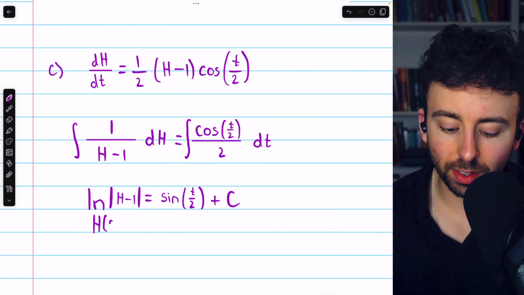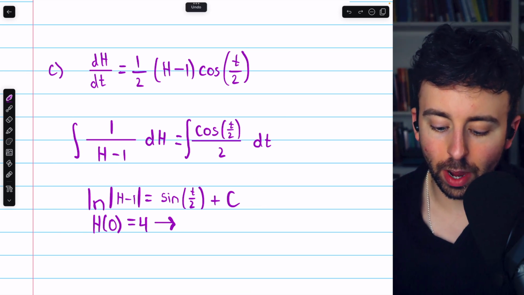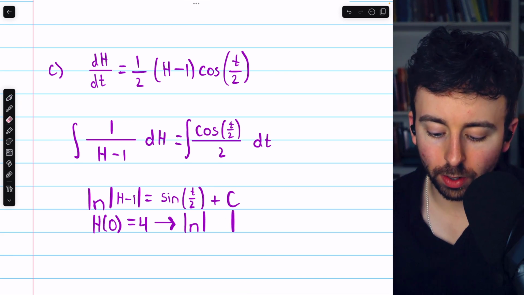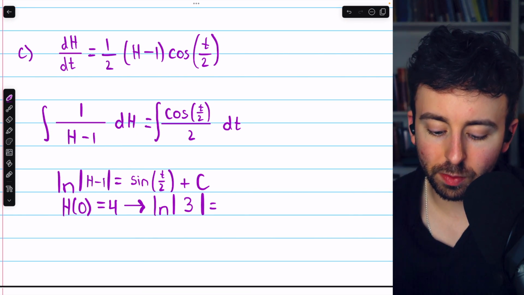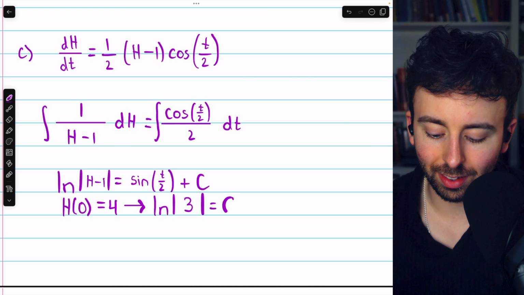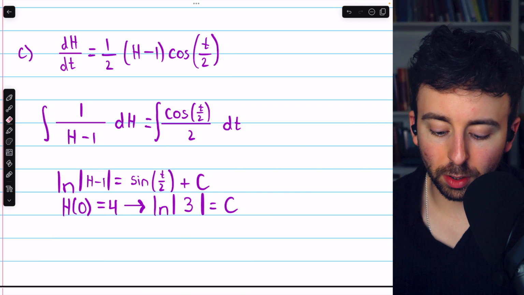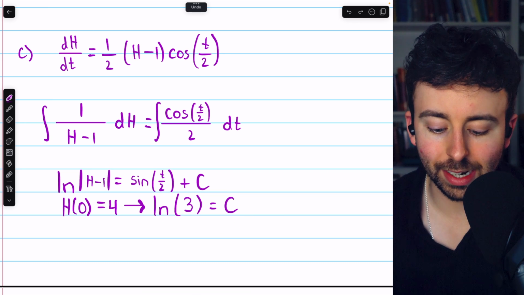That initial condition was that h of 0 is equal to 4. So plugging that information into this equation, we have the natural log of h is 4. So this is the natural log of 4 minus 1, or simply the natural log of 3. And this is equal to sine of t over 2, but we're plugging in t equals 0, so that's sine of 0 over 2, and sine of 0 over 2 is just 0. So we're really just left with the arbitrary constant c. And of course, the absolute value with the natural log, we don't need that because 3 is positive. So c is equal to the natural log of 3.